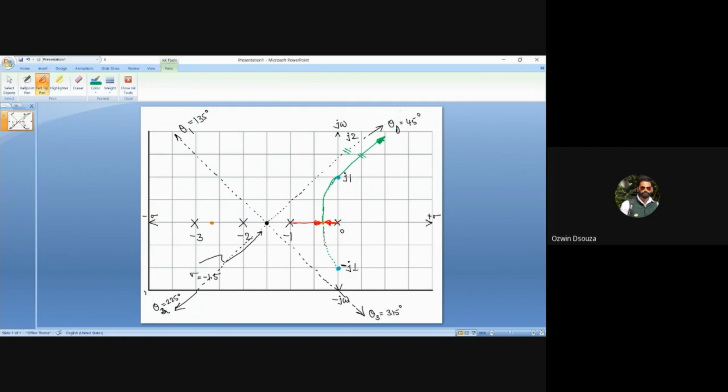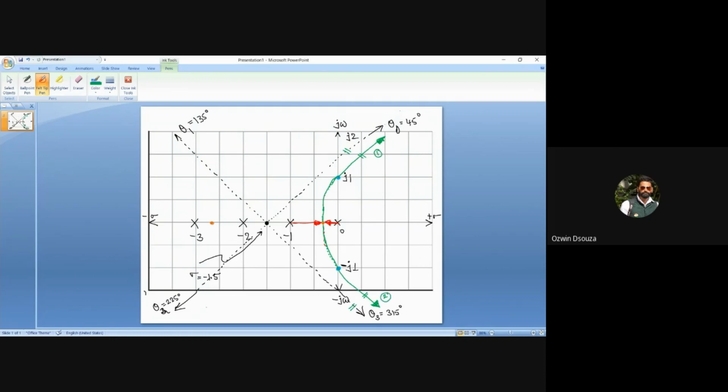Similarly, in the downward direction also, the same thing you are supposed to do. Because in rule 1, we have mentioned that the root locus is always symmetrical about the real axis. So this is what it is all about, the symmetry. So this is also parallel to the asymptote. So you're done with the two root locus branches, namely branch 1 you have drawn and branch 2 you have drawn.